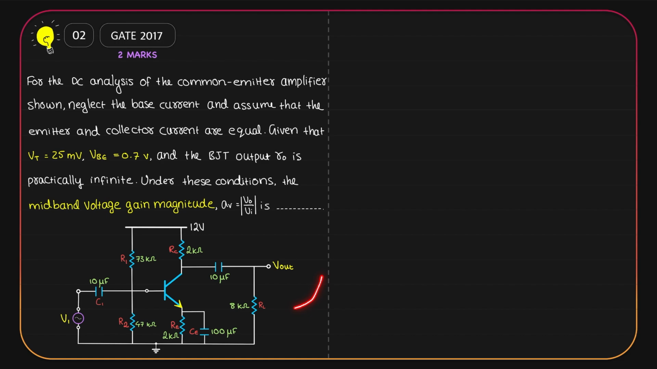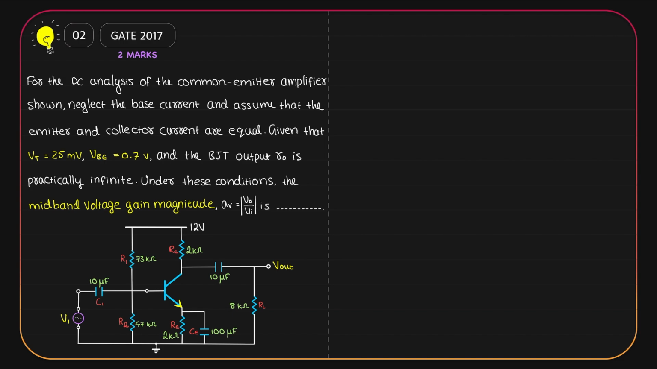Again, what we have is a common emitter amplifier. It does have emitter degeneration, but it also has a bypass capacitor. Load resistance is also included. So the gain will be negative gm (RC parallel to RL). RC is given in the question, RL is also given. Again, the only thing we have to find out is the value of IC.